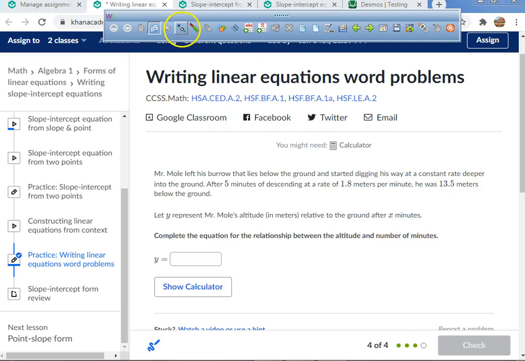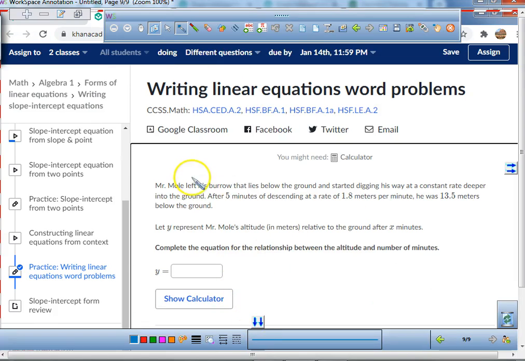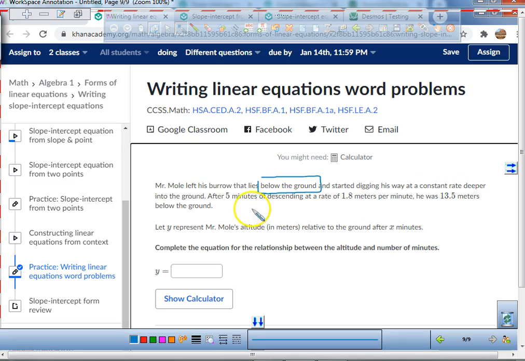All right. So I'm going to do one more of these. Mr. Mole left his burrow that lies below the ground. If it's below the ground, that lets you know that your y-intercept is negative, and he started digging his way at a constant rate deeper into the ground. After 5 minutes of descending at a rate of 1.8 meters per minute, he was 13.5 meters below the ground. So once again, if he's digging down, that means this rate right here is negative.